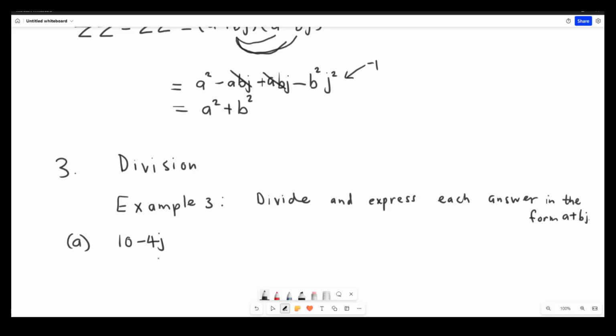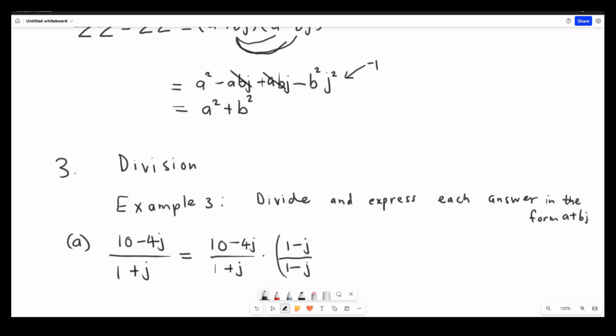So there's a complex number divided by another complex number. Now I started off by saying, to do this, you must consider this denominator. And what you do is you multiply with the complex conjugate of the denominator in the numerator and the denominator.